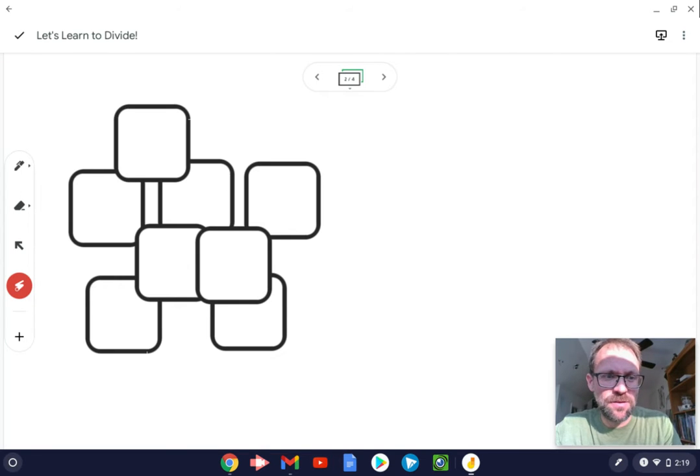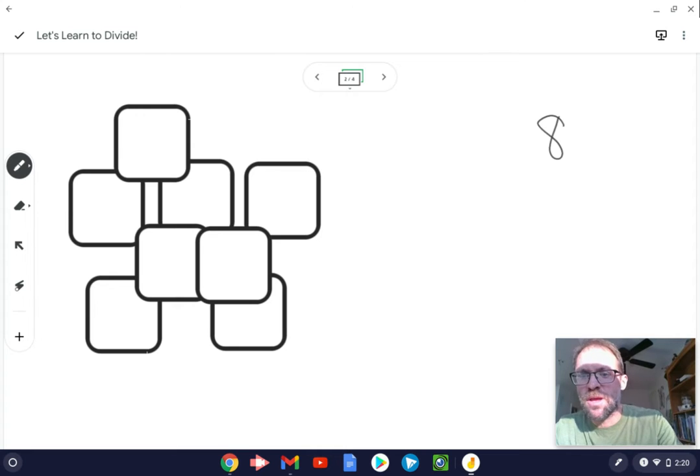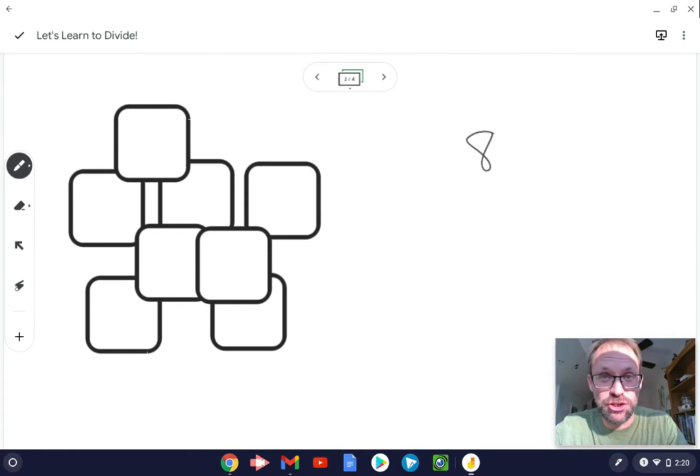Here we have 1, 2, 3, 4, 5, 6, 7, 8 blocks. All right, and we're going to divide those 8 blocks. We're going to divide them up. Oh, let me move that out of there. Hold on. We're going to divide them by 2.